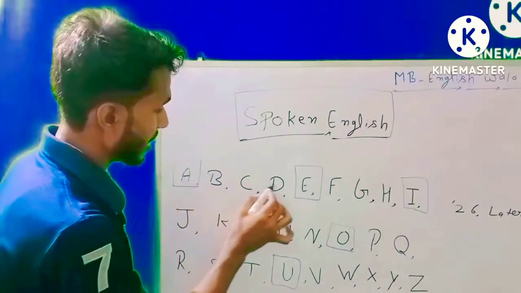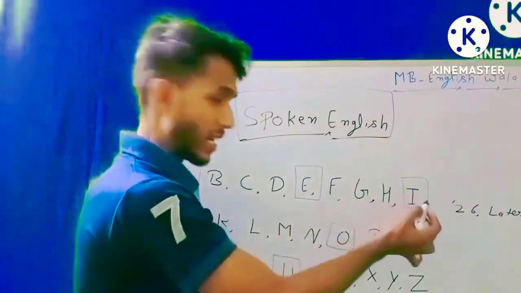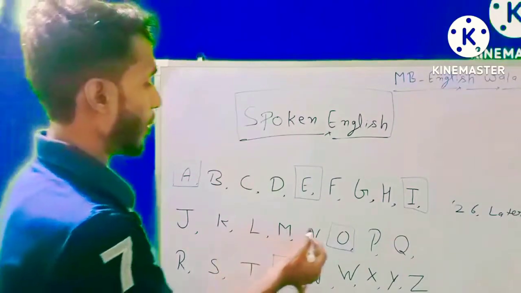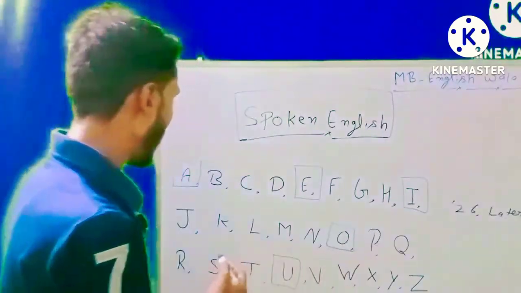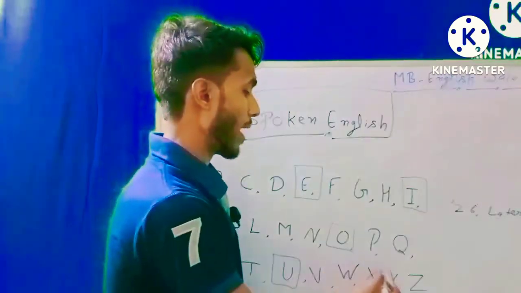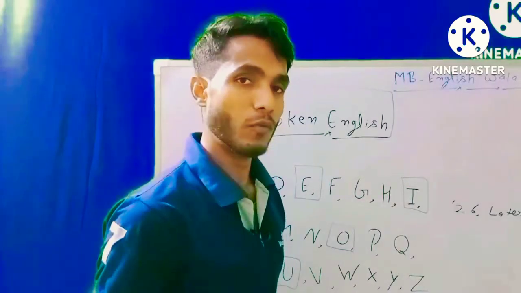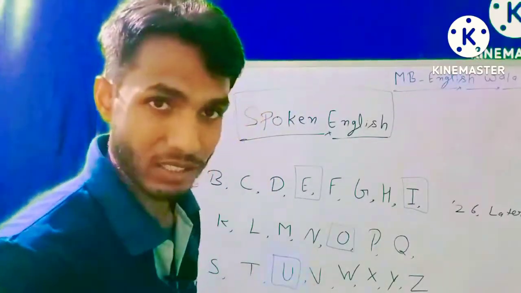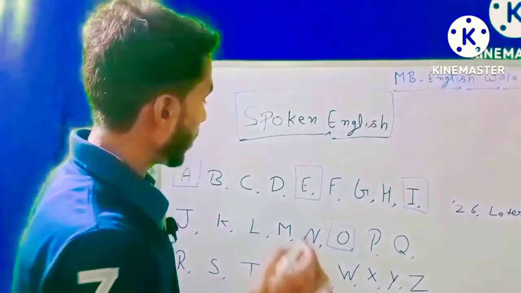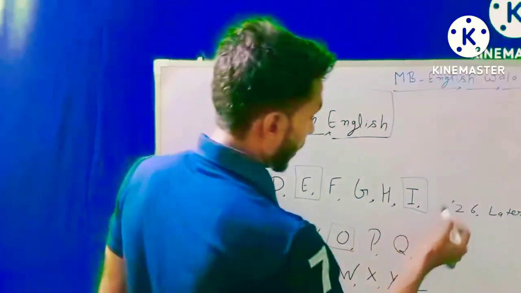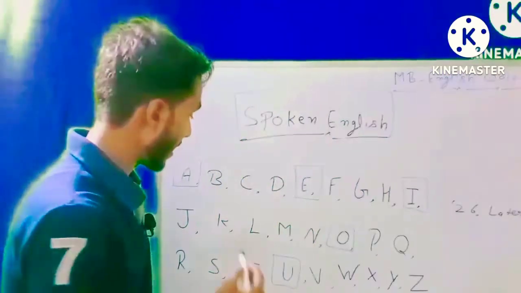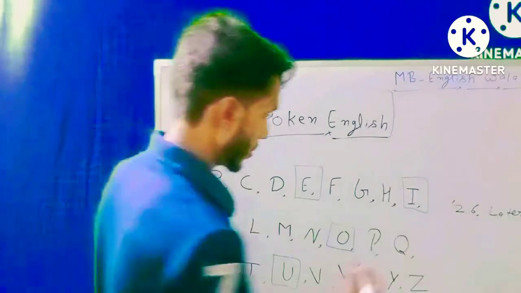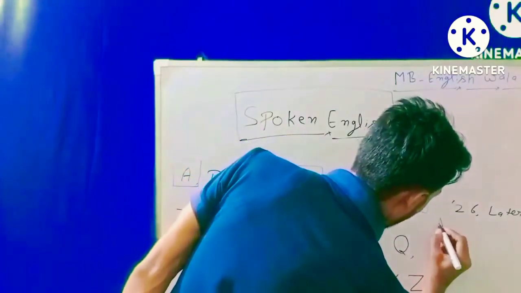A, B, C, D, E, F, G, H, I, J, K, L, M, N, O, P, Q, R, S, T, U, V, W, X, Y, Z. We have 26 letters. If we call them combinedly, we say alphabets.